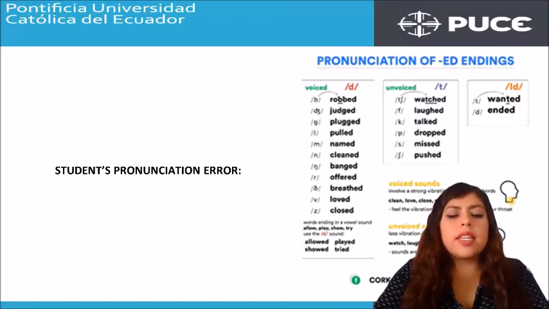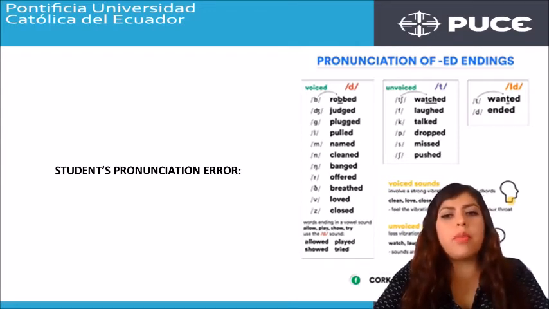This chart is based on the pronunciation of ed endings according to the end of the word of the verb in the present tense. And they have to realize if the word is voiced or unvoiced, so that they pronounce the ed ending like a d or t, or like an id.